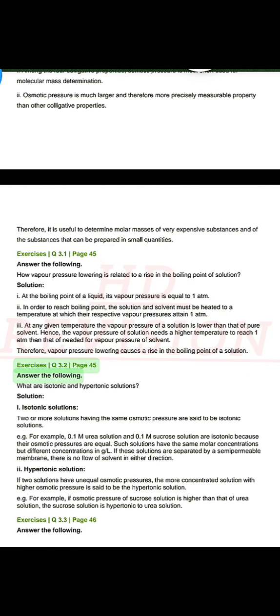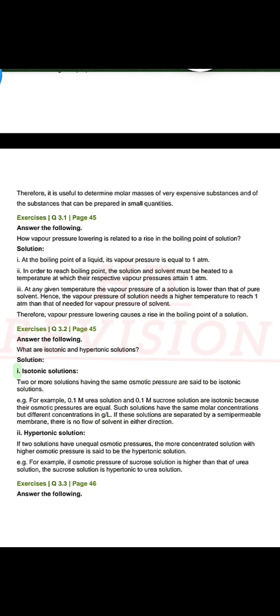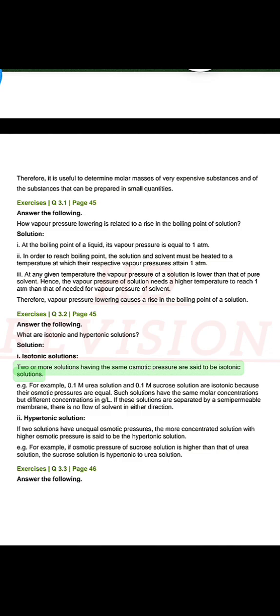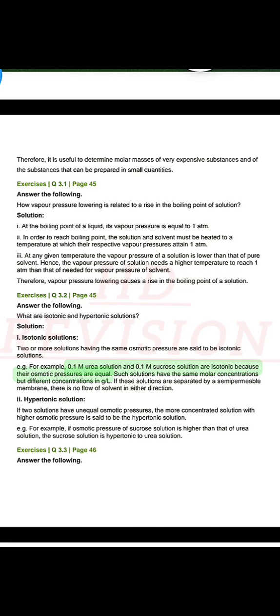Exercises Q 3.2, page 45. Answer the following. What are isotonic and hypertonic solutions? Solution: Isotonic solutions. Two or more solutions having the same osmotic pressure are said to be isotonic solutions. For example, 0.1 m urea solution and 0.1 m sucrose solution are isotonic because their osmotic pressures are equal.